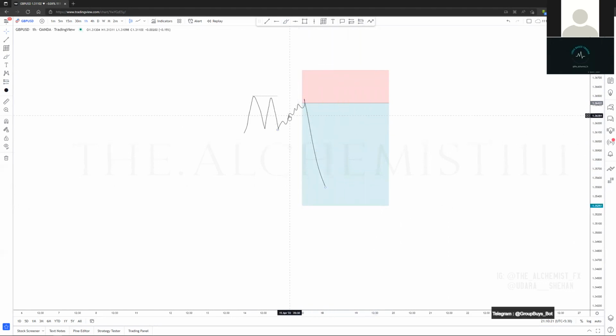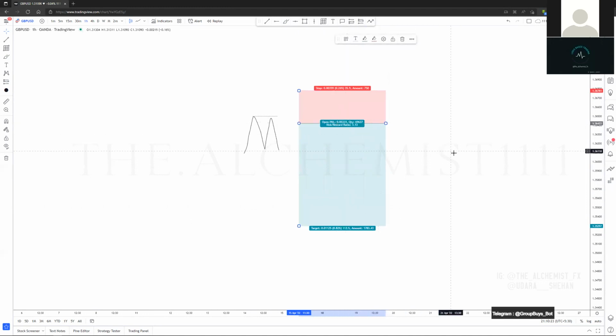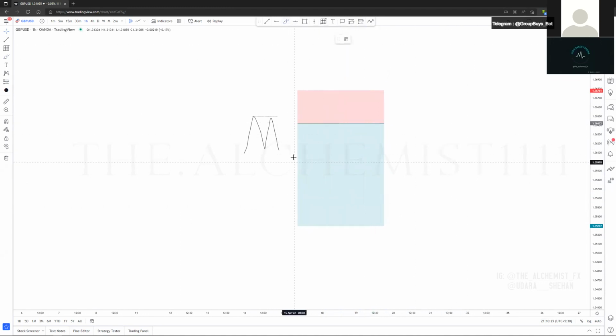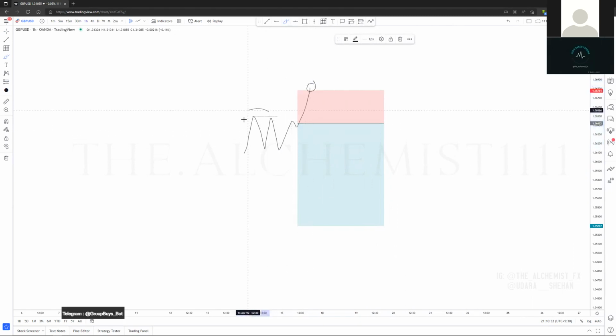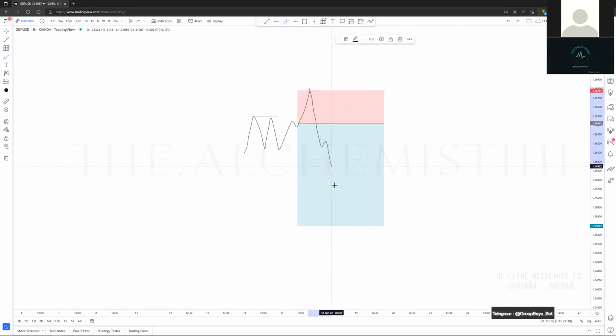But the institutions, or whoever runs these markets, they know that. So what they would do is place a huge buy order like this. They stop out everyone that wanted to sell from this double top. And after taking out their stop losses, they will place a huge sell order like this. Okay, so this is what happens.